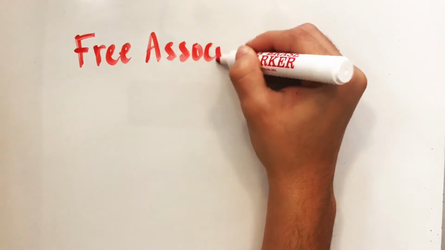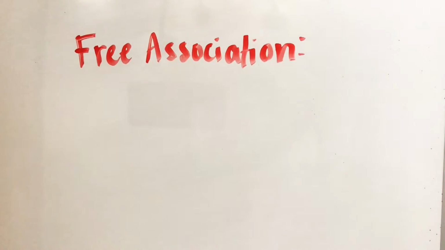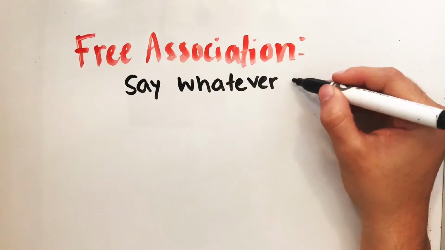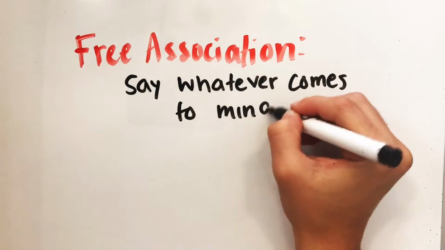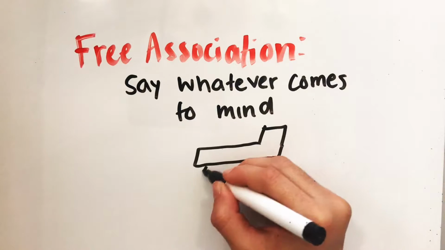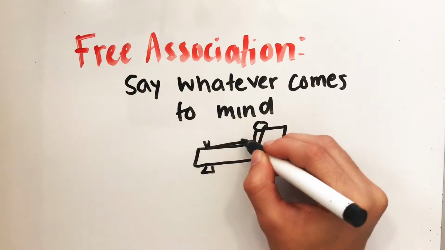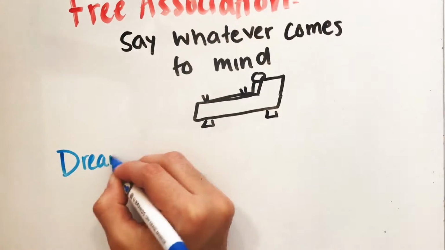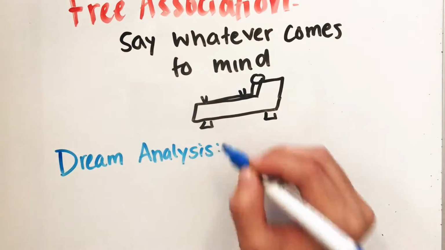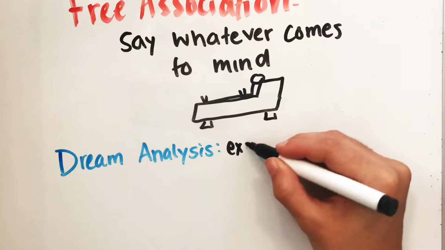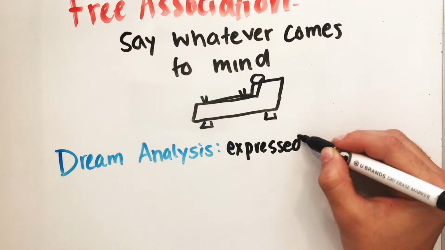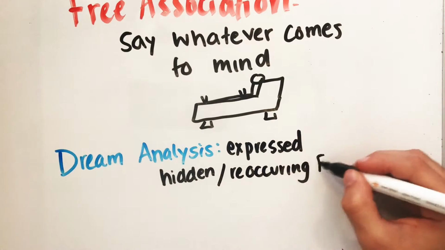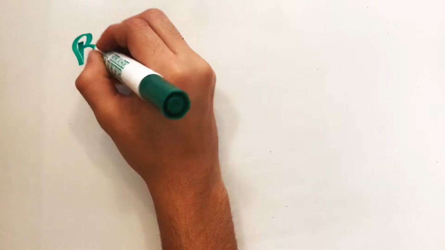Another asset to the psychodynamic perspective is free association. Free association basically says to say anything that comes to mind. This is used in therapy sessions with psychoanalytic therapists. Along with free association, a psychoanalytic therapist may use dream analysis. Therapists use dream analysis to find unexpressed feelings within a person's dream.